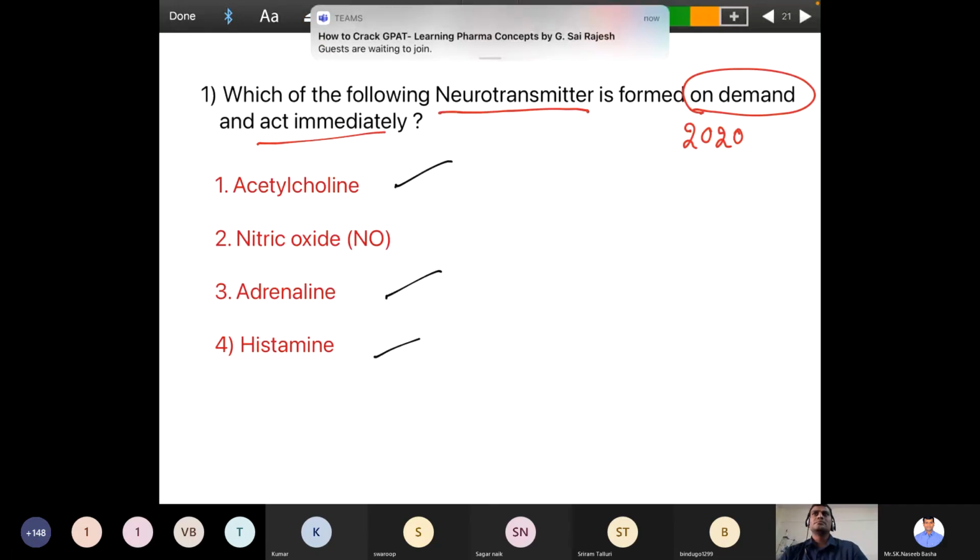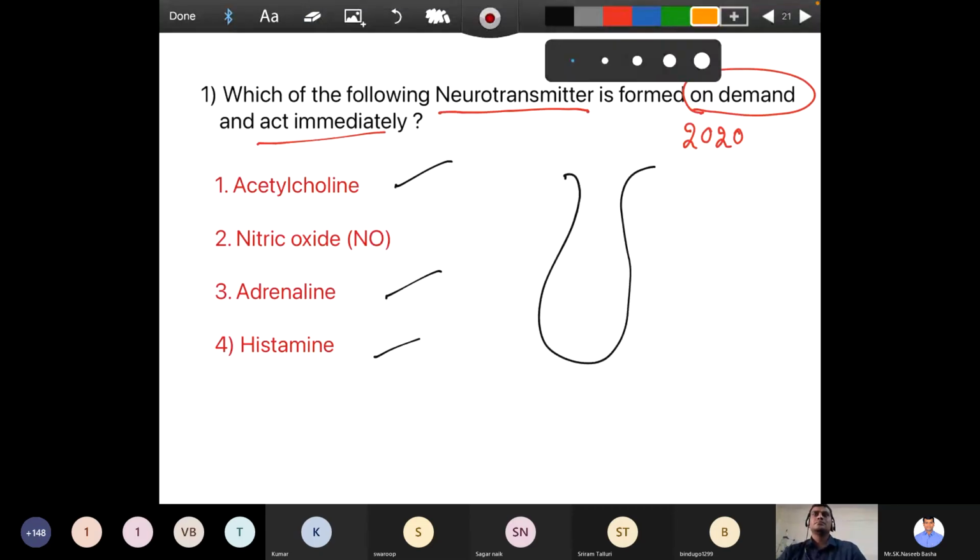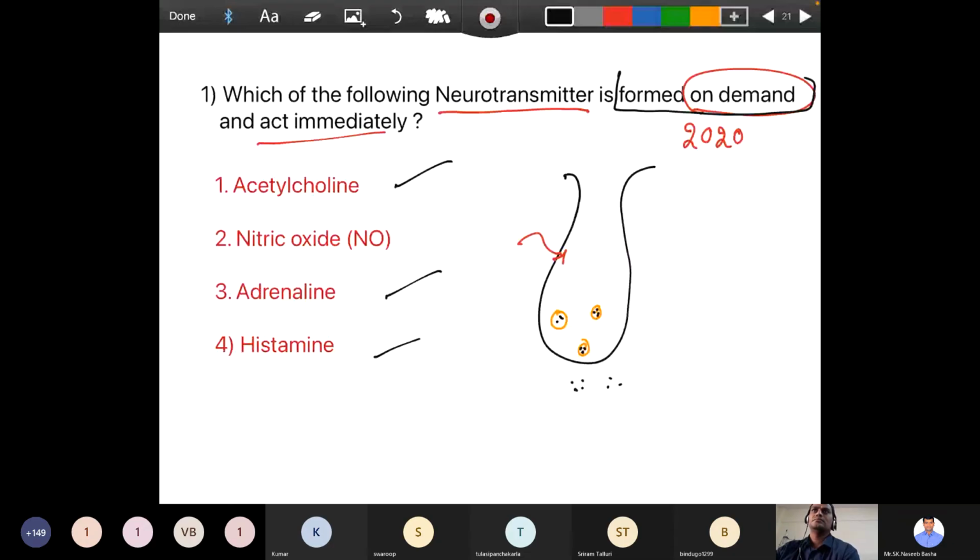Now, all these neurotransmitters are prepared at the nerve terminal and they are stored in the vesicles. There are certain vesicles out there which will be carrying these neurotransmitters. Whenever a signal comes, then the neurotransmitter release occurs. Now, what is happening with these three neurotransmitters? They are not formed on demand. They are already formed inside the neuron. And whenever the signal comes, they will get released. So these three, acetylcholine, adrenaline, histamine, are not formed on demand. But what is formed? Nitric oxide.